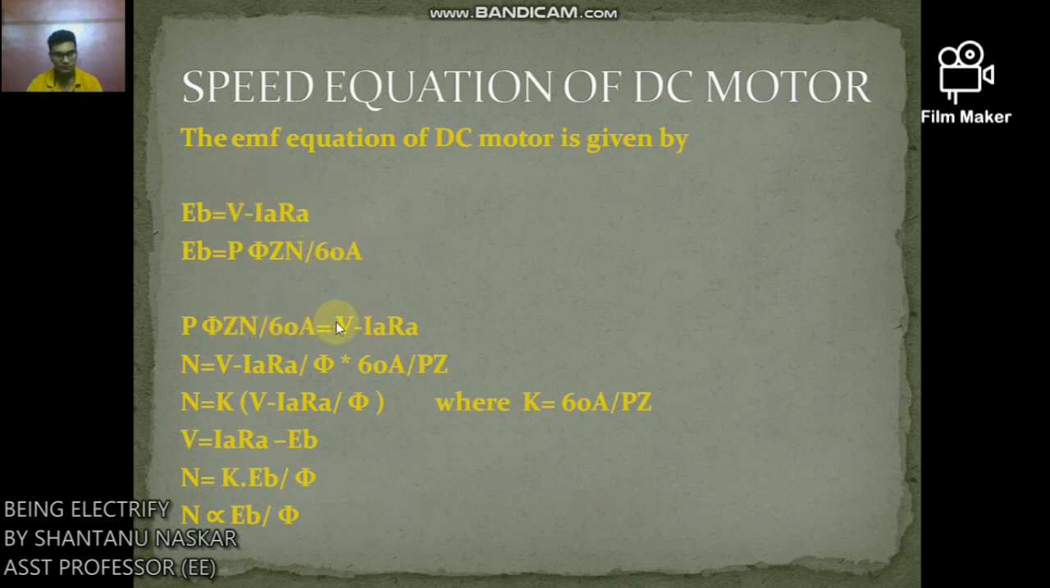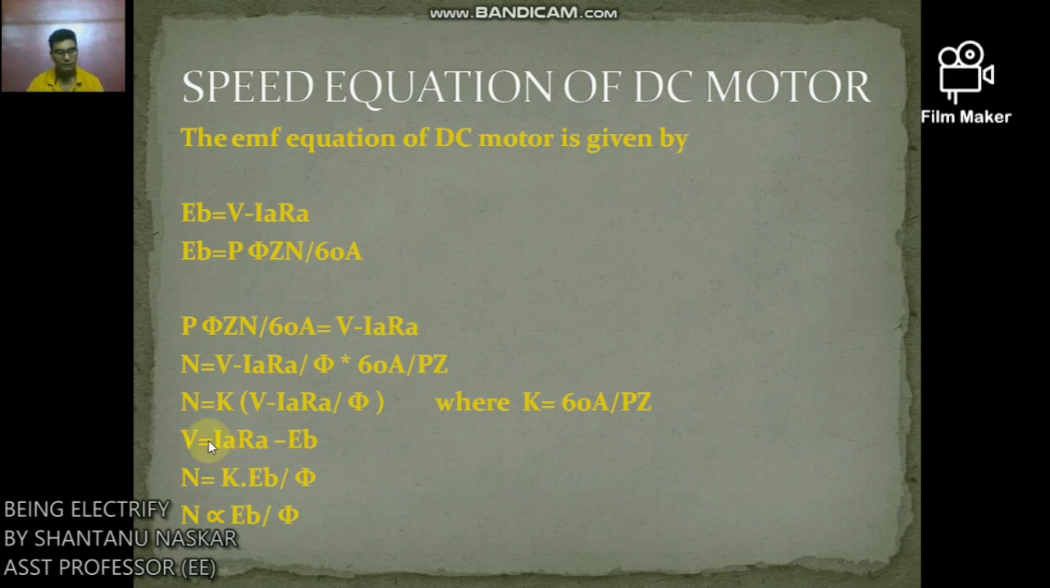So from here we can calculate N, the speed, which is (V minus Ia Ra) by phi into 60A by PZ. From this we can write N equals K within bracket (V minus Ia Ra) by phi, where K equals 60A by PZ. These are all constant numbers, because 60 is itself a constant, A is the number of paths, P is the number of poles, Z is the number of armature conductors, which are all constant.